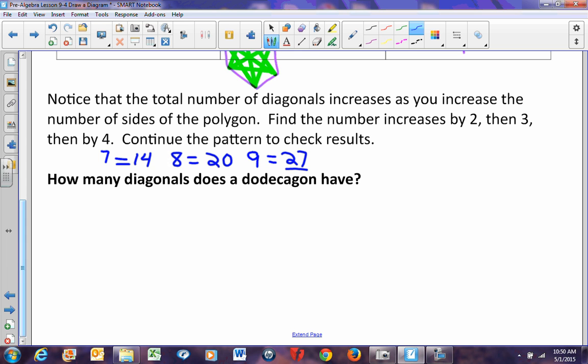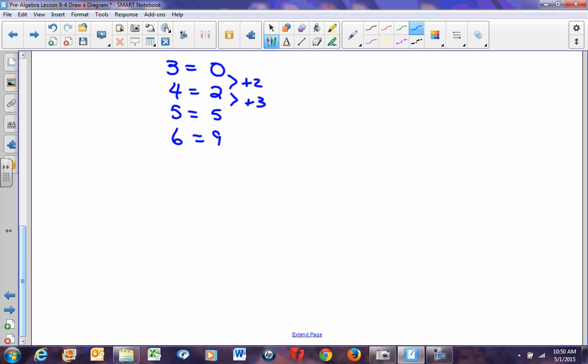So how many diagonals does a dodecagon have? It has 12 sides. So think about this. 3 sides, 0 diagonals. 4 sides is 2 diagonals. 5 sides, we're going to add 3, right? So this would be 5. 6 sides would be add 4. That's going to be 9. For 7 sides, we added 4 here. Now we're going to add 5, and then we're going to add 6, and then we're going to add 7, just to help you out.